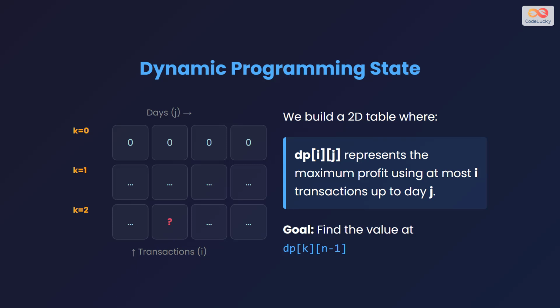For the general case where k is small, we need dynamic programming. Let's define our state. We will use a 2D table called dp. The value at dp[i][j] will represent the maximum profit we can achieve using at most i transactions up to day j. Our rows represent the number of transactions allowed, and our columns represent the days. Our goal is to find the value at the bottom right corner of this table.